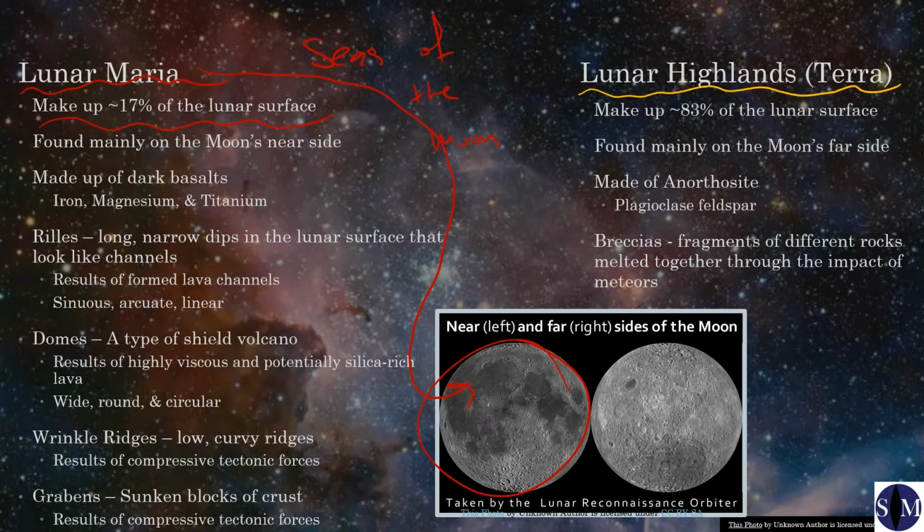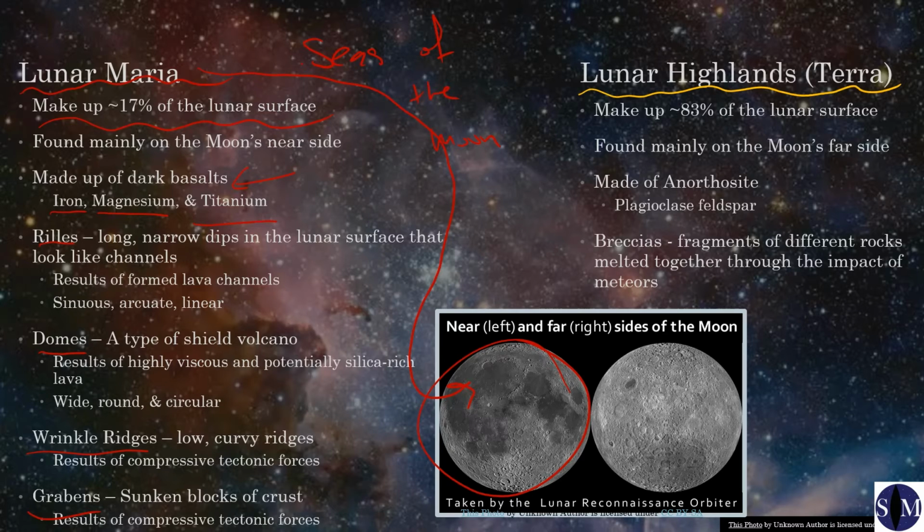Now, something else you'll notice is that the moon is made of primarily igneous rocks, while the Earth is made out of sedimentary rocks. The lunar maria gets its dark color from dark basalt composed of iron, magnesium, and titanium. Basalts form from rapidly cooling flowing lava. We can see other clues of lava activity such as rilles, domes, wrinkle ridges, and grabens.